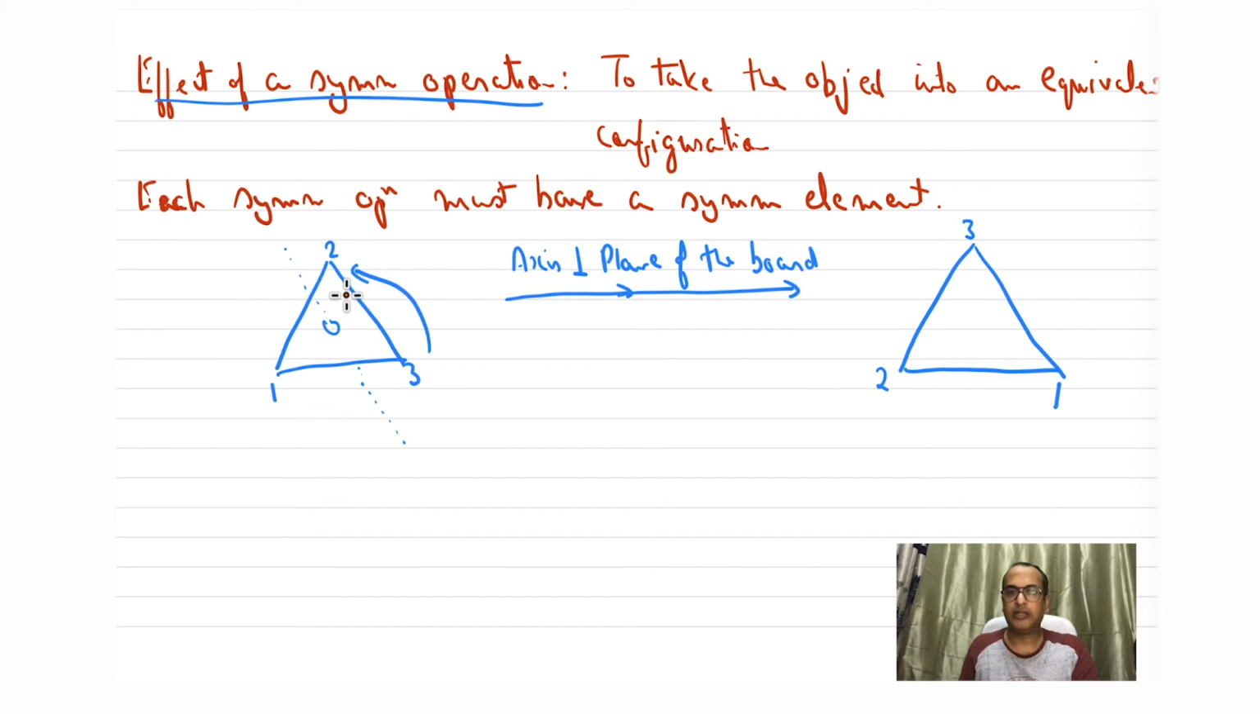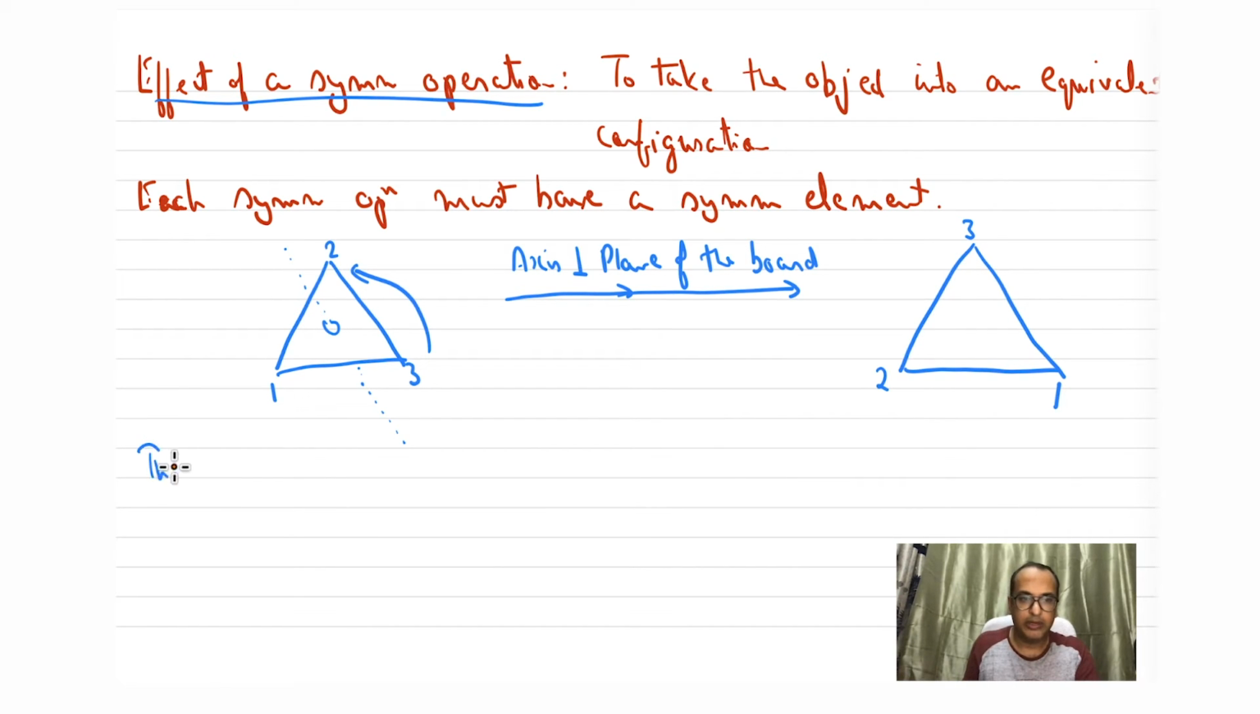So the triangle is said to have a symmetry element present about which a symmetry operation can be carried out so that it reaches an equivalent configuration. Okay, so this should be very, very clear in our heads now: what is a symmetry element and what is a symmetry operation. So now let's try to define all the symmetry elements and operations which are required to specify molecular symmetry.